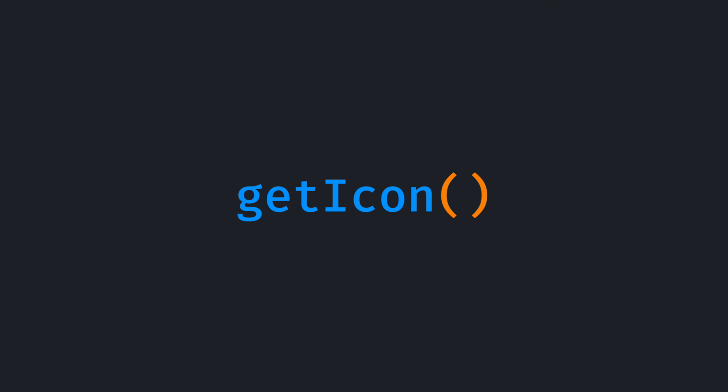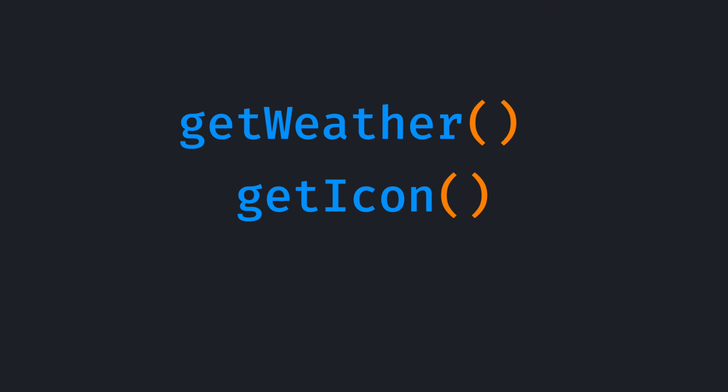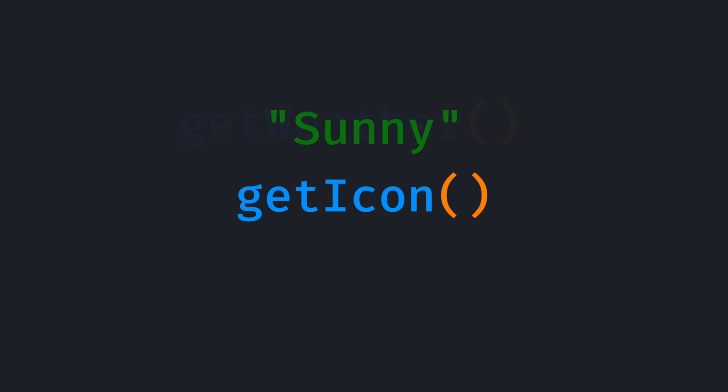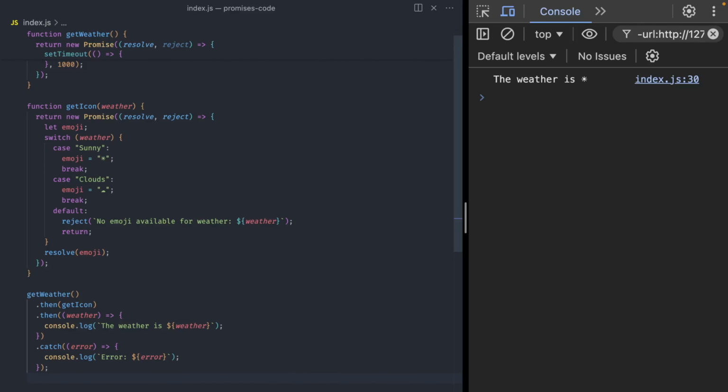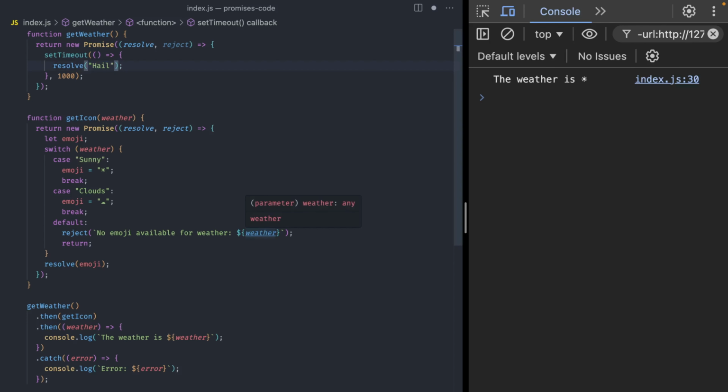But how does getIcon know what was returned by getWeather if we never passed anything to it? Well, in promise chaining, whatever value is returned from the first function is automatically passed to the second function as a parameter. Now, if we change sunny to hail, since we don't have an icon for hail, the getIcon function will reject the promise, and our catch block will log our error message.